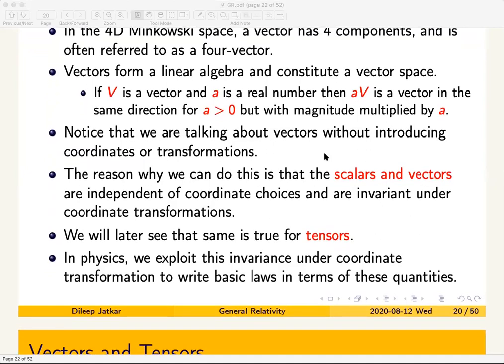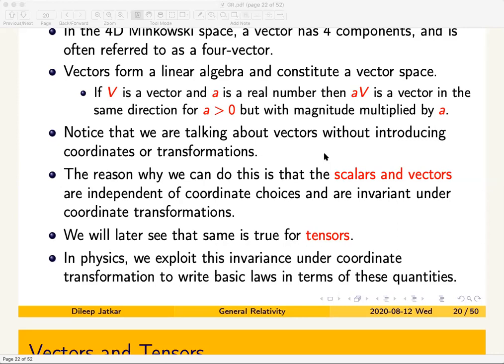That is how the usual vectors were also defined. The only difference now is that we haven't defined any coordinates with respect to which we are defining vectors, and we have not defined any transformations as to how you would transform if you do change of coordinates. Nothing is defined right now. We just use the notion of vectors to define a vector space. And the reason we can do this is because we define quantities like vectors, scalars, and as we will define later, tensors, to be quantities which are independent of choice of coordinate system. And that is the reason why they are useful.